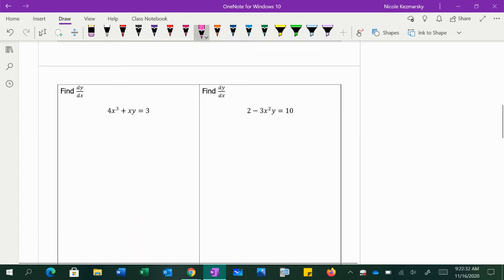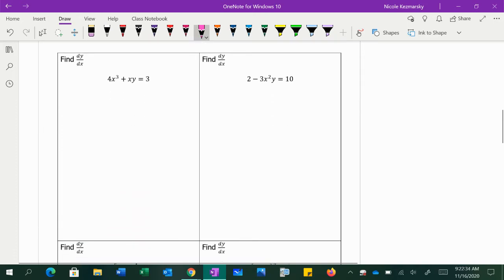For the next 2 examples, we're going to add a layer. We're still finding the derivative of y with respect to x, but notice we have a term in here where x and y are multiplied together. And so in the past, when we've had 2 variables multiplied together, we've done the product rule. When we did it before, the 2 variables multiplied together were both x's, but the product rule still applies even if it's x times y.